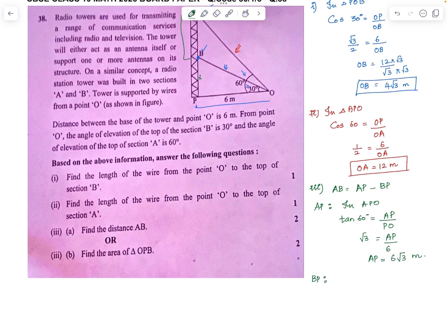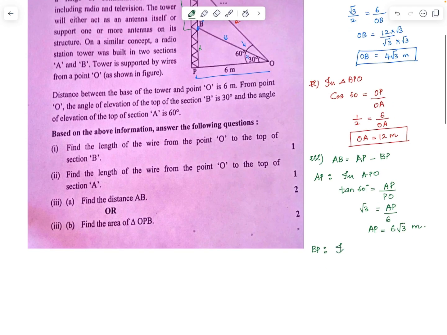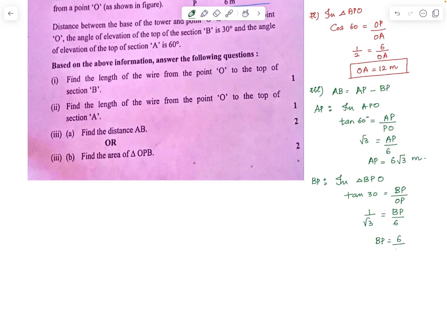To find BP, let's consider the small triangle BPO. Tan 30 is BP upon OP. Tan 30 is 1 upon root 3. BP is what we have to find out and OP is 6. BP is equal to 6 upon root 3. On rationalizing this, we get 2 root 3. AB is equal to 6 root 3 minus 2 root 3, which is 4 root 3 meters.